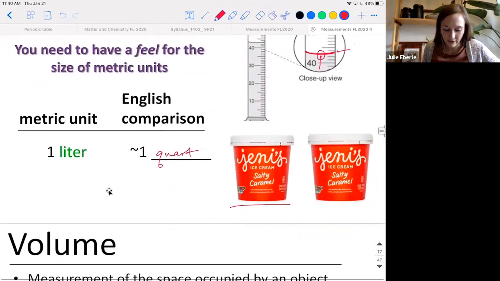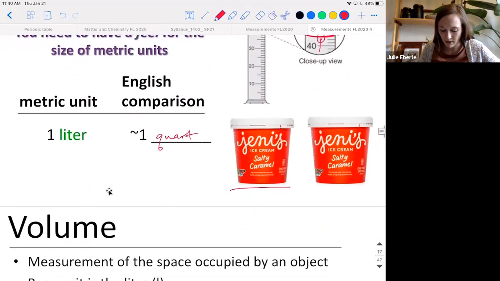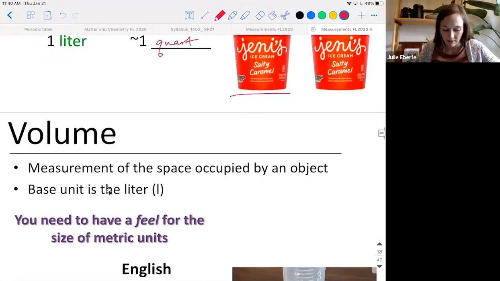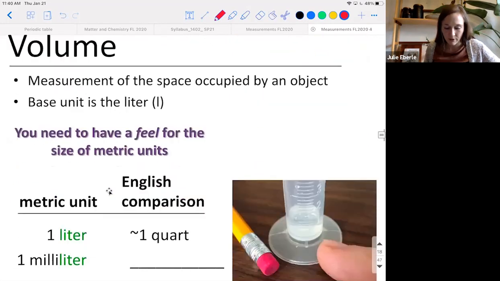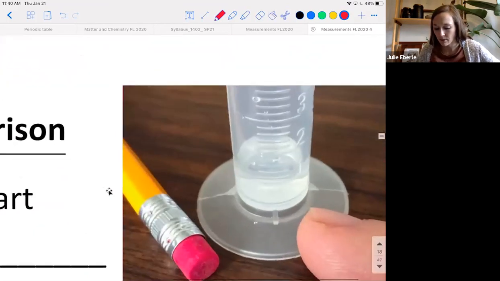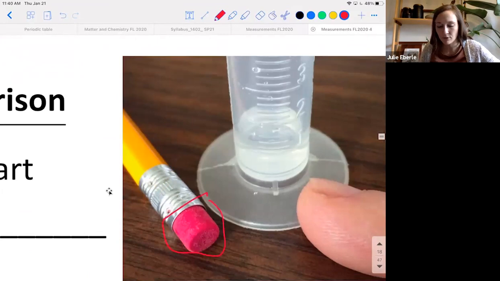But roughly, the English comparison to a liter is a quart, which is 2 pints. So you might be familiar with how big a pint is, which gives you a rough idea. And then what if we're talking about a milliliter? How much volume does a milliliter occupy? We actually measured out a milliliter of water. It's kind of hard to see, but it's about the volume of your pencil tip or the tip of your pinky.